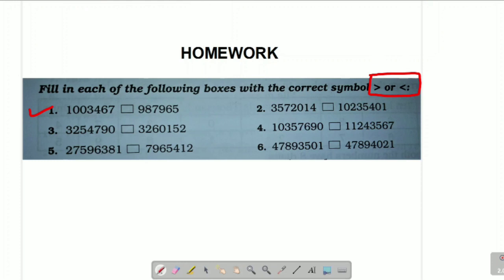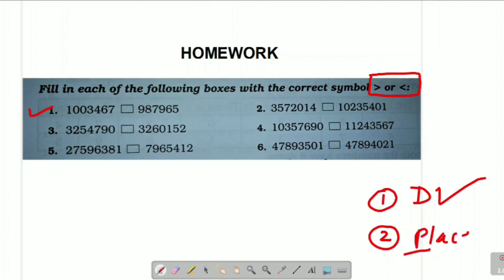In question number one, there are two tips to compare between the numbers. The first one was according to the digits, and second, if the number of digits is the same, then check their places. The number which has the greater place will be greater. Now come to the first one. It has how many digits? 1, 2, 3, 4, 5, 6, 7. It has 7 digits, and the other has 1, 2, 3, 4, 5, 6. So the right side number has 6 digits. So easily you can say that the left side number is greater than the right side number. So use this symbol, greater than.